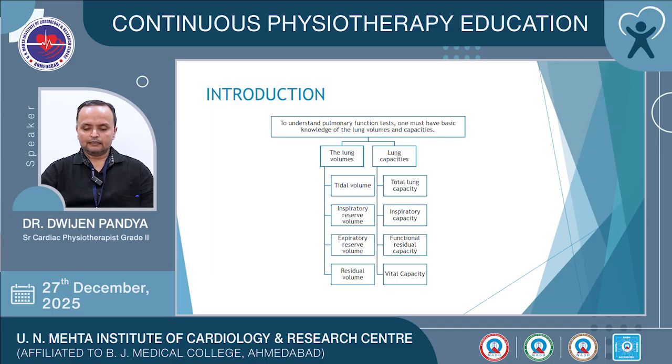And total lung capacity is the sum of residual volume, tidal volume, expiratory reserve volume, and the inspiratory reserve volume. So these are the various lung volumes and lung capacities that we should be aware of before trying to know about the pulmonary function tests.